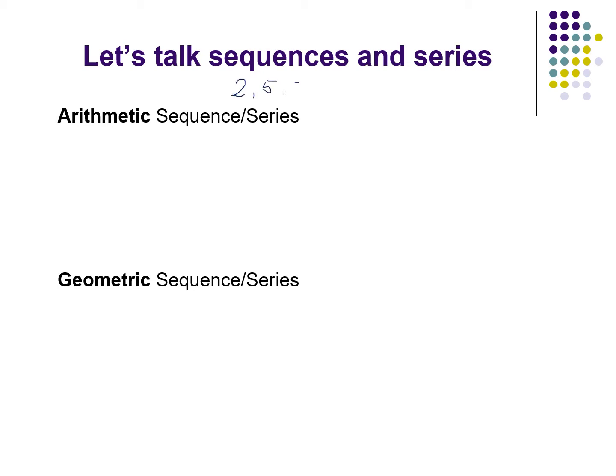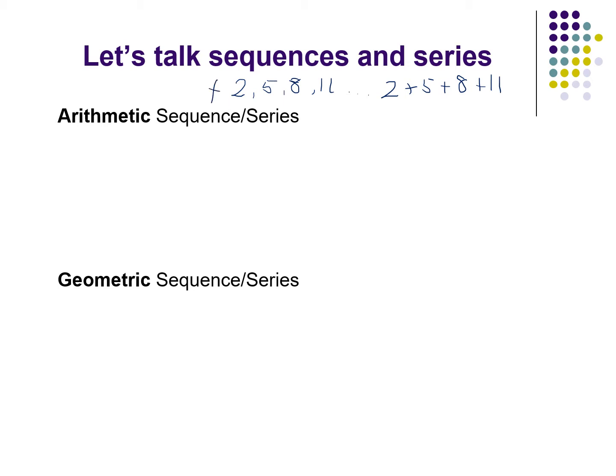So let me give you a sequence. Okay, something like that. So that would be a sequence of numbers. Now the corresponding series would be basically taking those numbers and adding them together. Okay, so you've come across a few types of series or sequences in GCSE, arithmetic and geometric. So let's just remind ourselves what the differences are between the two of those.